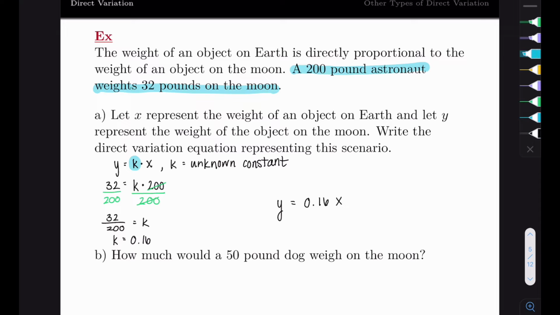Okay? And now that we actually have this equation to represent what's going on, for the second part we want to figure out what a 50-pound dog would weigh on the moon. So if they weigh 50 pounds currently, we're going to times that by 0.16 to get our value of Y. If you multiply these two, you would see it would be 8. And remember, Y is what the weight is on the moon, so the dog would weigh 8 pounds on the moon. Okay.